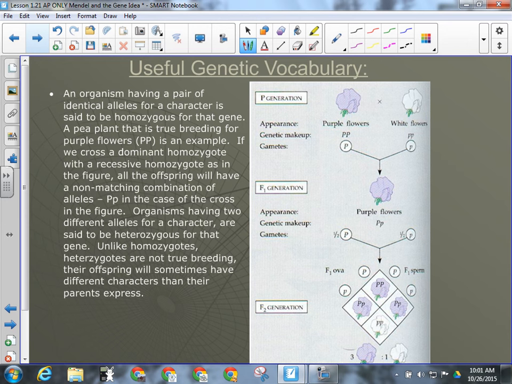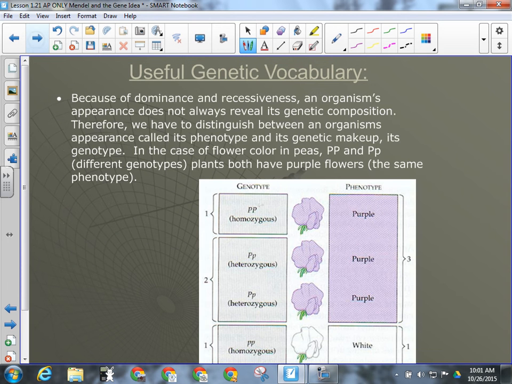Now, terminology: homozygote, heterozygote. Homo means same. So if you're a homozygote, you got big P, big P, or little p, little p. If you are a heterozygote, you got one of each. Okay, dominance, recessiveness, we talked about that already. Good.